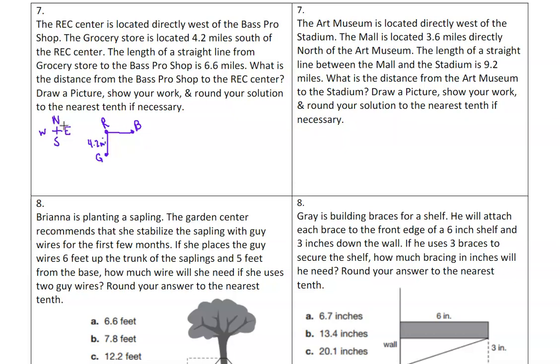All right, and then it says the length of a straight line from the grocery store to the Bass Pro Shop. So if I go straight there, it is 6.6 miles. And they want to know the distance between the Bass Pro Shop and the rec center. So again, we're looking at a right triangle, so we're going to use our Pythagorean theorem, a squared plus b squared equals c squared. We're going to substitute in the values we know.